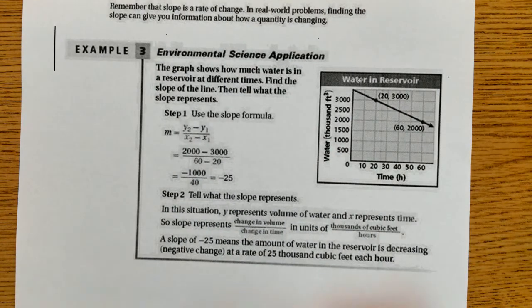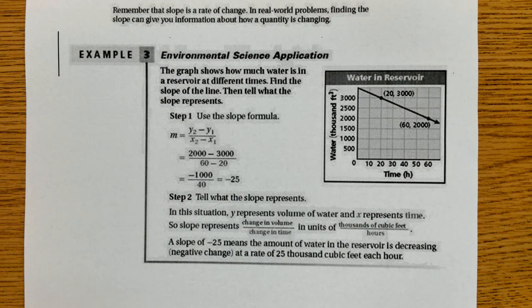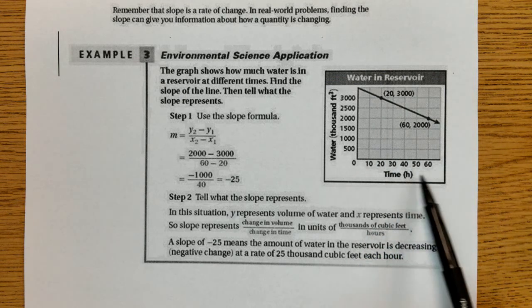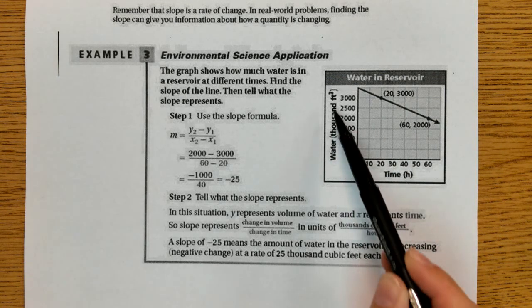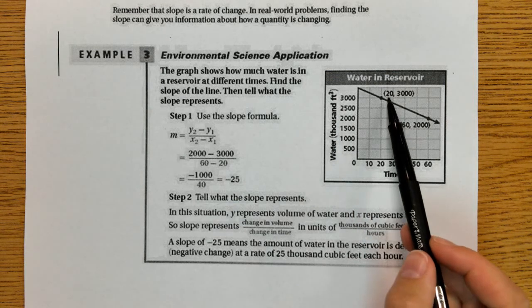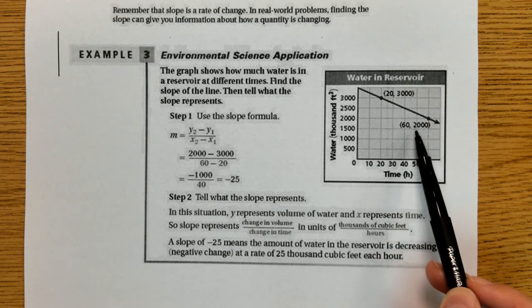So now we're going to look at example 3. So remember that slope is a rate of change, so your rise over your run. In real-world problems, finding the slope can give you information about how quantity is changing. So example 3 is on an environmental science application. The graph shows how much water is in a reservoir at different times. Find the slope of the line. Then tell what the slope represents. So we have water in the reservoir, time on our x-axis, and water in thousands of cubic feet on the y-axis. So our 2 points are 20, 3,000, and then 60, 2,000.